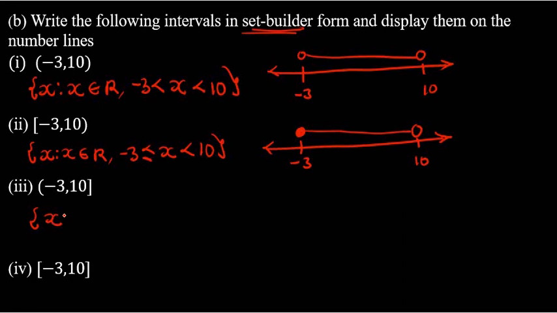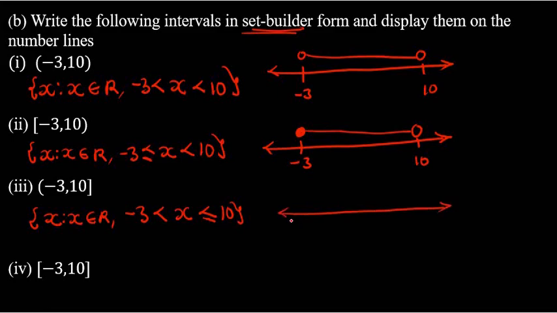Then the other one, you say -3 there, right, is not included, but 10 is included. So you say in the set builder, x is such that x is a member of real numbers. Then -3 is less than x. Then x is less than or equal to 10. Now, which part is included? It's 10. So you put this side as included, like that.